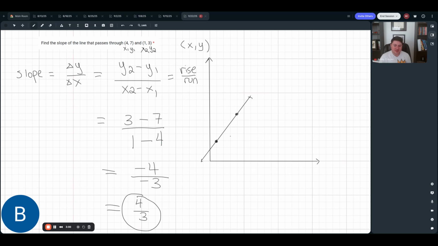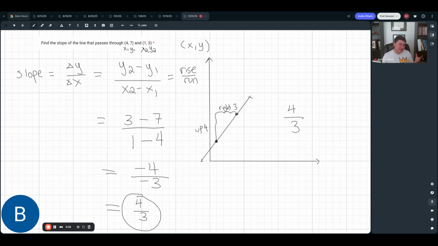And we can see we're going up 1, 2, 3, 4 units, over to the right, 1, 2, 3 units. And so we're rising up by 4. We're running over by 3. We again get 4 divided by 3. So a couple of different ways you can figure this out.